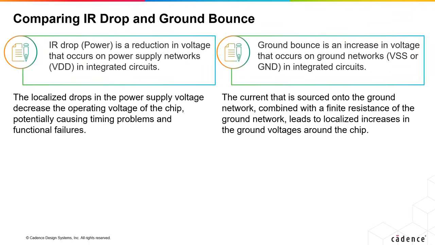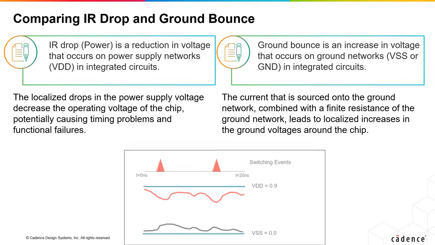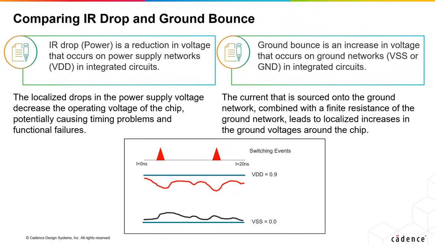Due to the resistive power grid or simultaneous switching of close instances, there is a reduction in voltage on VDD nets and an increase in voltage on VSS nets in the power supply networks. These deviations in voltage compared to the original values are IR drop on VDD nets or ground bounce on VSS nets. The localized drops in the power supply voltage decrease the operating voltage of the chip, potentially causing timing problems and functional failures. The instance voltage is the worst rail-to-rail voltage for each instance, and it can be used to perform IR drop-aware delay calculation and timing analysis.